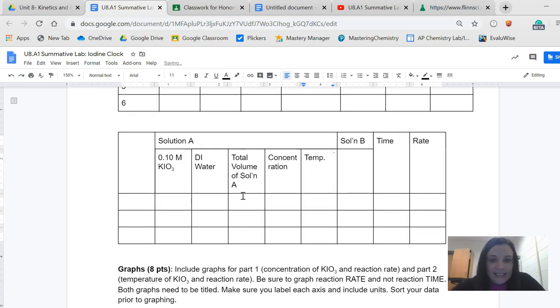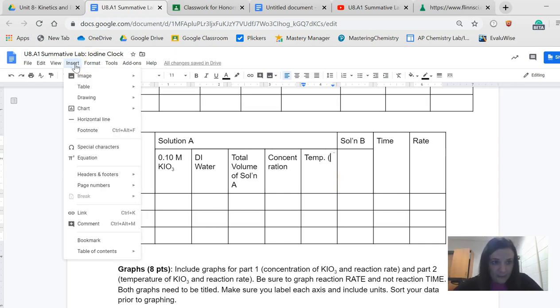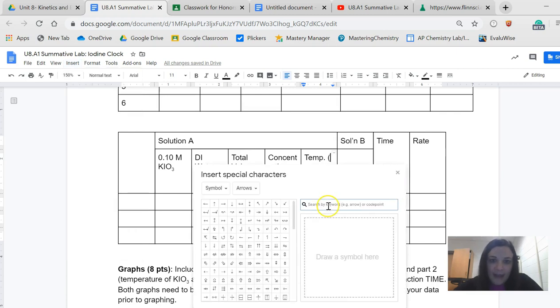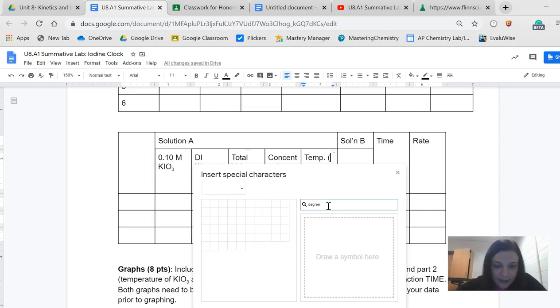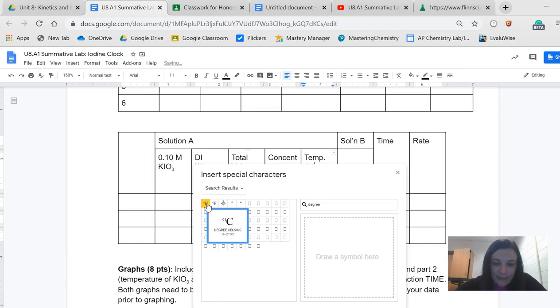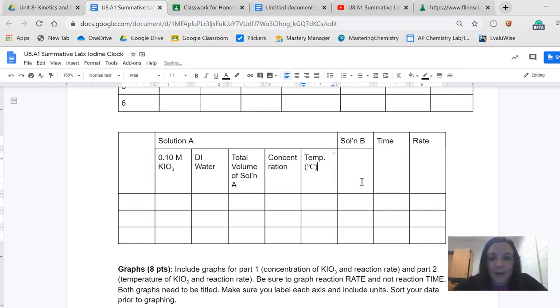All right, to get your degree sign for temperature, we're going to go to Insert, and we're going to click on Special Characters. And I just like to search by keyword. We can type in the word degree, and I see degree Celsius pops up. So we can just click right on that, and that's going to give you the degree sign that we need.